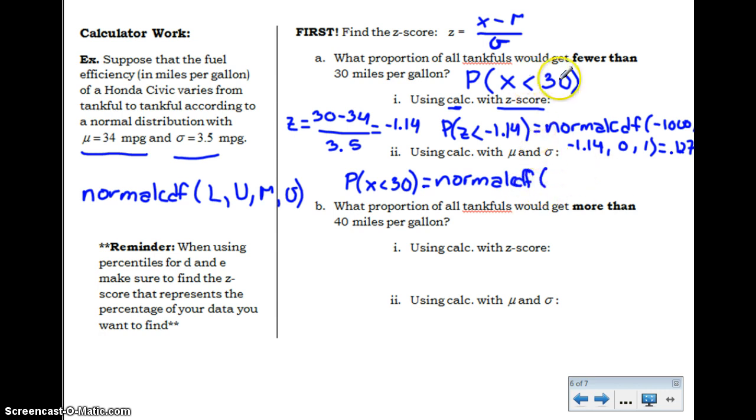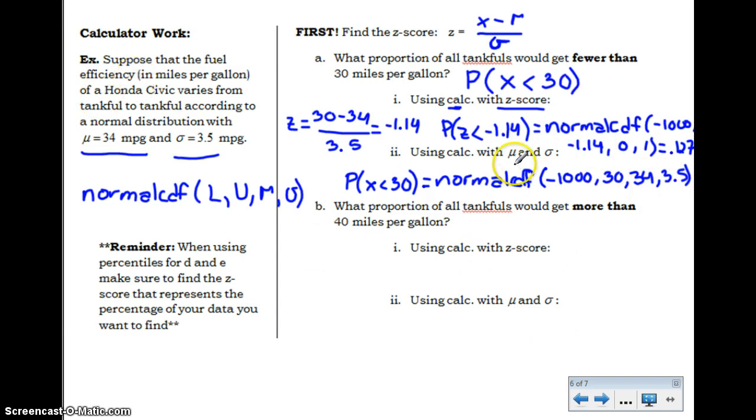My lower, well, to be lower than 30 again, I'll choose a really big negative number, like negative 1,000. I go all the way up to 30 in my interval. My mean, though, for the x value is 34. That's the original one from the problem. And then my standard deviation is 3.5. So there's a little difference when you use the z's. It's always 0 and 1 for mean and standard deviation. And then for x's, it's whatever your actual problem is giving you.